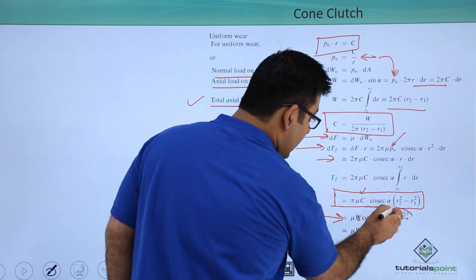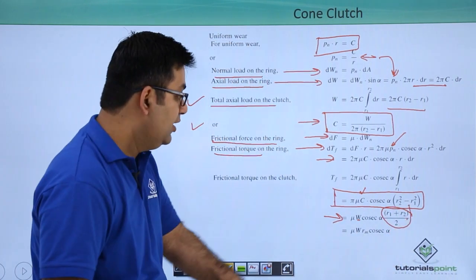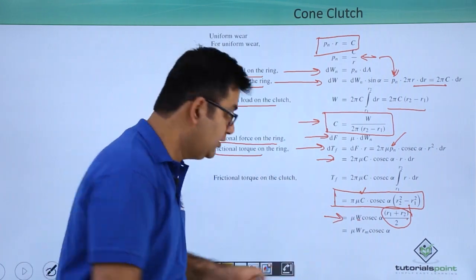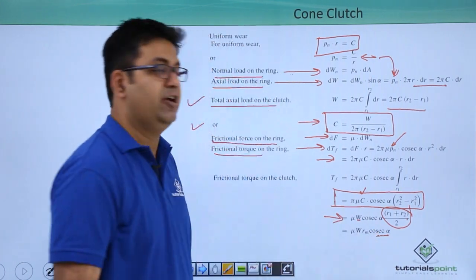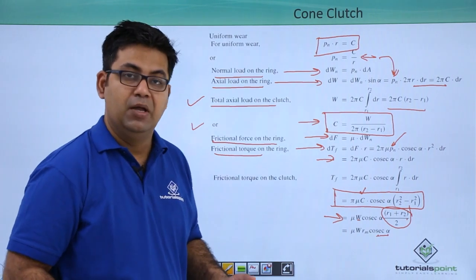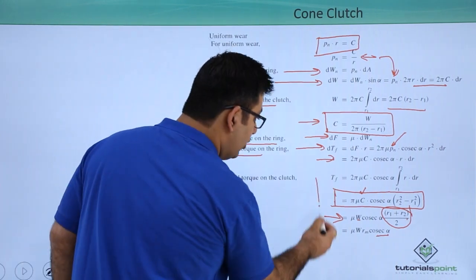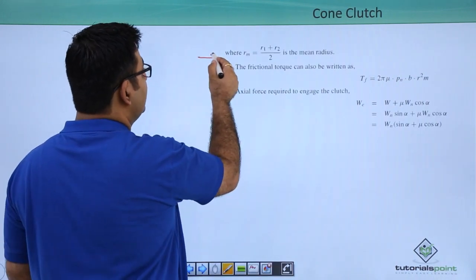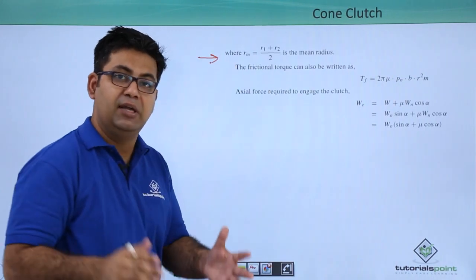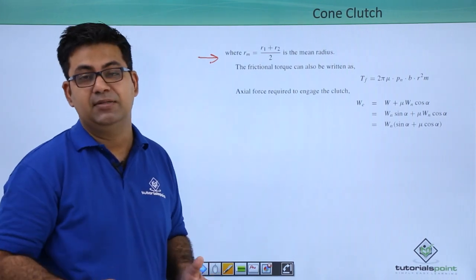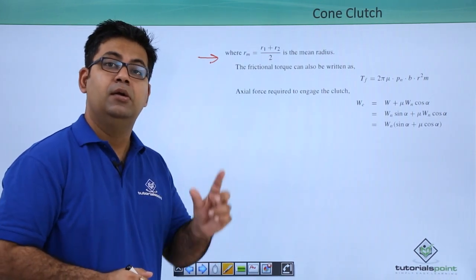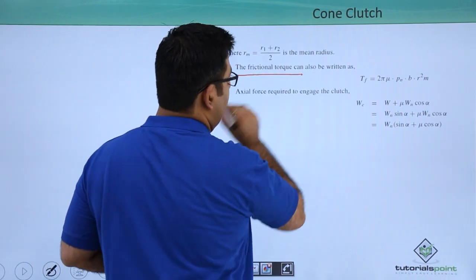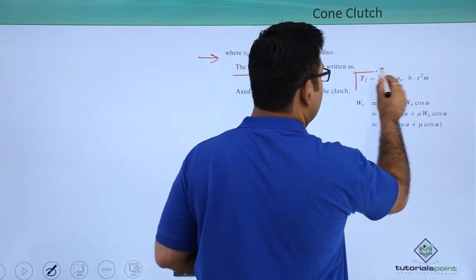Again, you can see your mean radius is R1 plus R2, which is exactly the same as the single plate clutch. Instead, you have an extra term of cosecant alpha. So make a note of this. Now, if you move ahead, you can see that the mean radius is R1 plus R2 by 2, which is exactly the same as the uniform wear condition in the single plate clutch. Now the frictional torque, and we can also write it down like this.